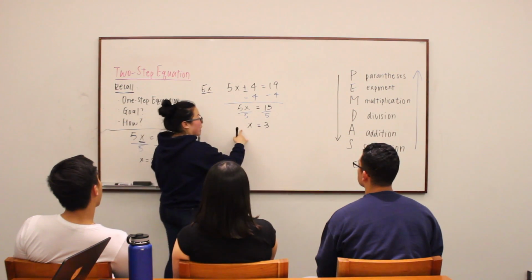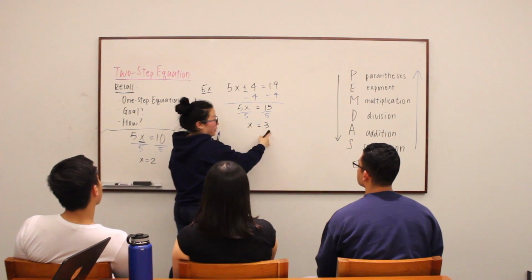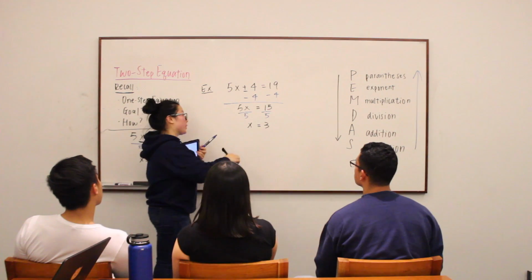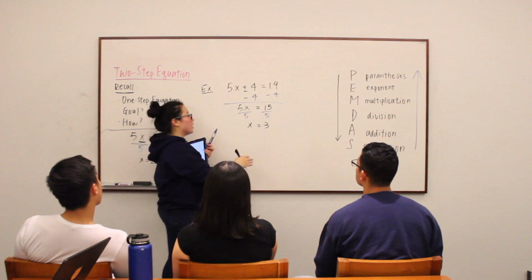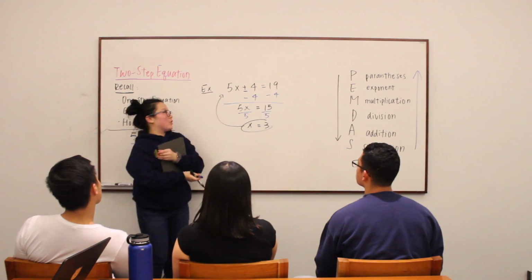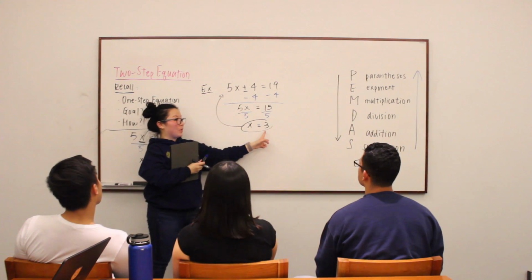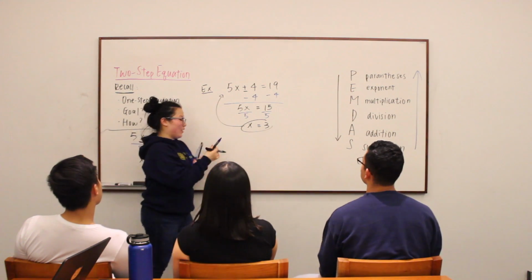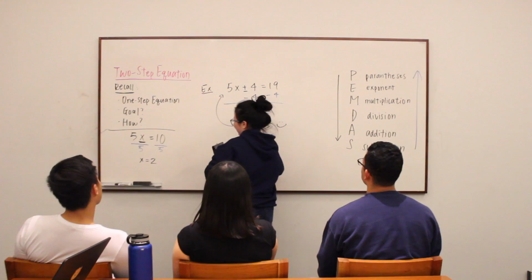Okay, so whenever you come up with the number for your unknown, what we always want to do is double check that our work is right. So let's just plug this back in real quick. So we have 5 times 3, which is 15, plus 4, which is 19. Yay! Okay, this is the right answer. Deserves a smiley face. Okay, let's move on.